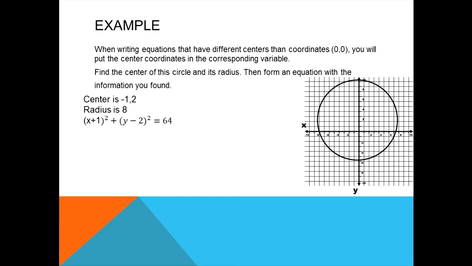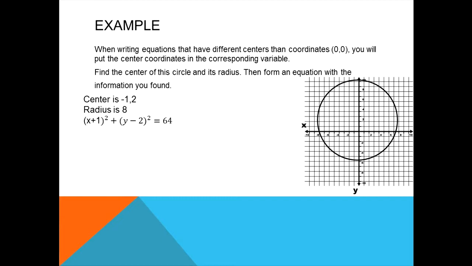For this one, I wrote out the answer already, so I can explain it better. When writing equations that have different centers than coordinates 0, 0, you will be putting the center coordinates in the corresponding variable. Find the center of the circle and its radius and form an equation with the information you found. The center of the circle is a lot harder to find. You can hardly tell that it's actually -1, 2, and then the radius is 8 once you found it.